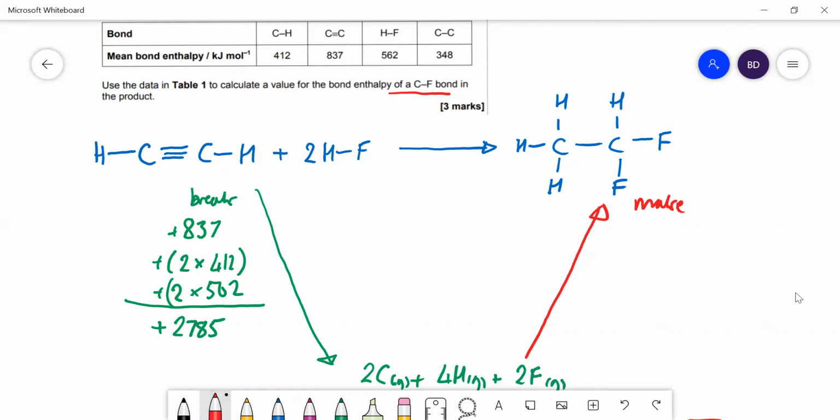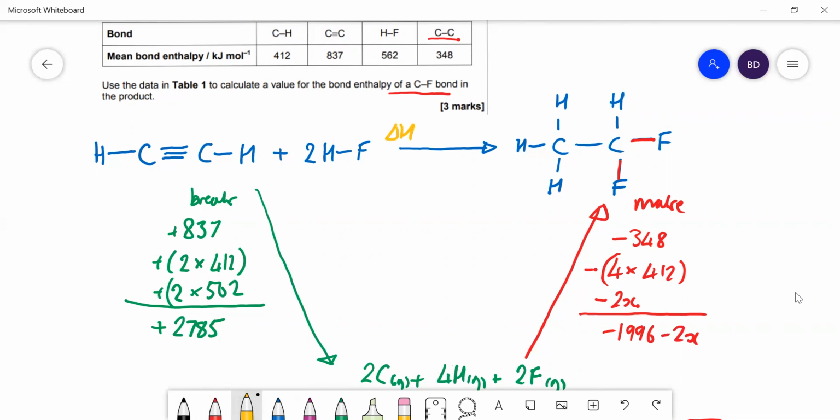Right, making bonds now. Well, we're going to make one carbon-carbon single bond, so that's 348. That's going to be minus because it's exothermic, making bonds, energy released. We've got 4 times the carbon-hydrogen bonds, 412. That's going to be minus as well. And we're making 2 of these carbon-fluorine bonds. We don't know what they are, so let's call them X, so it's minus 2X. So let's add that lot up together, and we get minus 1,996 minus 2X.